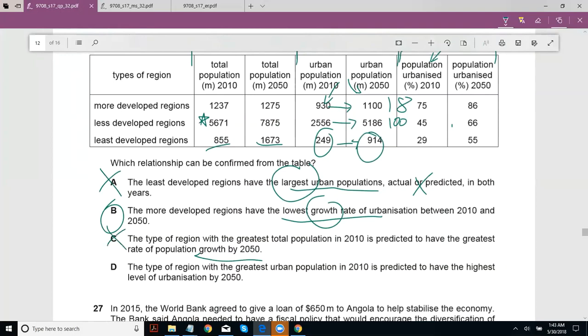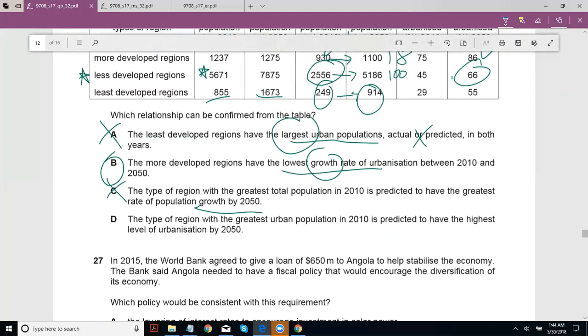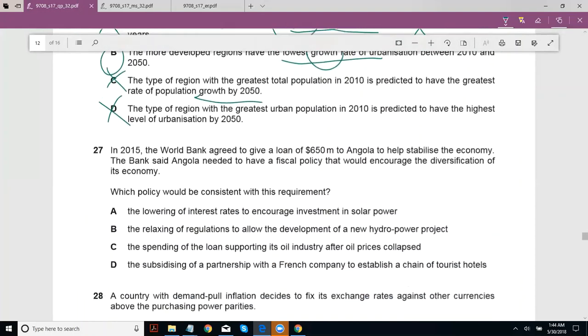The type of region with the greatest urban population in 2010 is predicted to have the highest level of urbanization by 2050. The greatest urban population in 2010 is your less developed regions. This row, and does this have the highest level of urbanization by 2050? It clearly doesn't, because it has 66% of its population urbanized. However, the more developed regions clearly have more. They have 86% of their population urbanized. So that wouldn't be it.